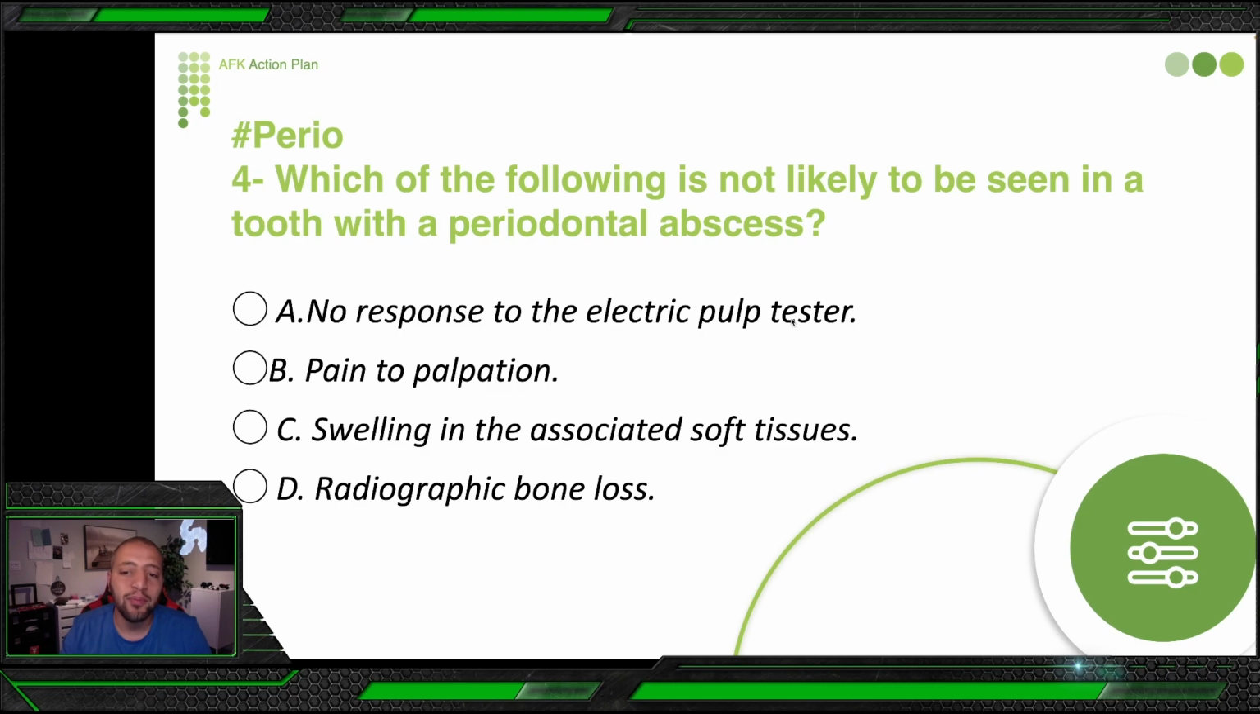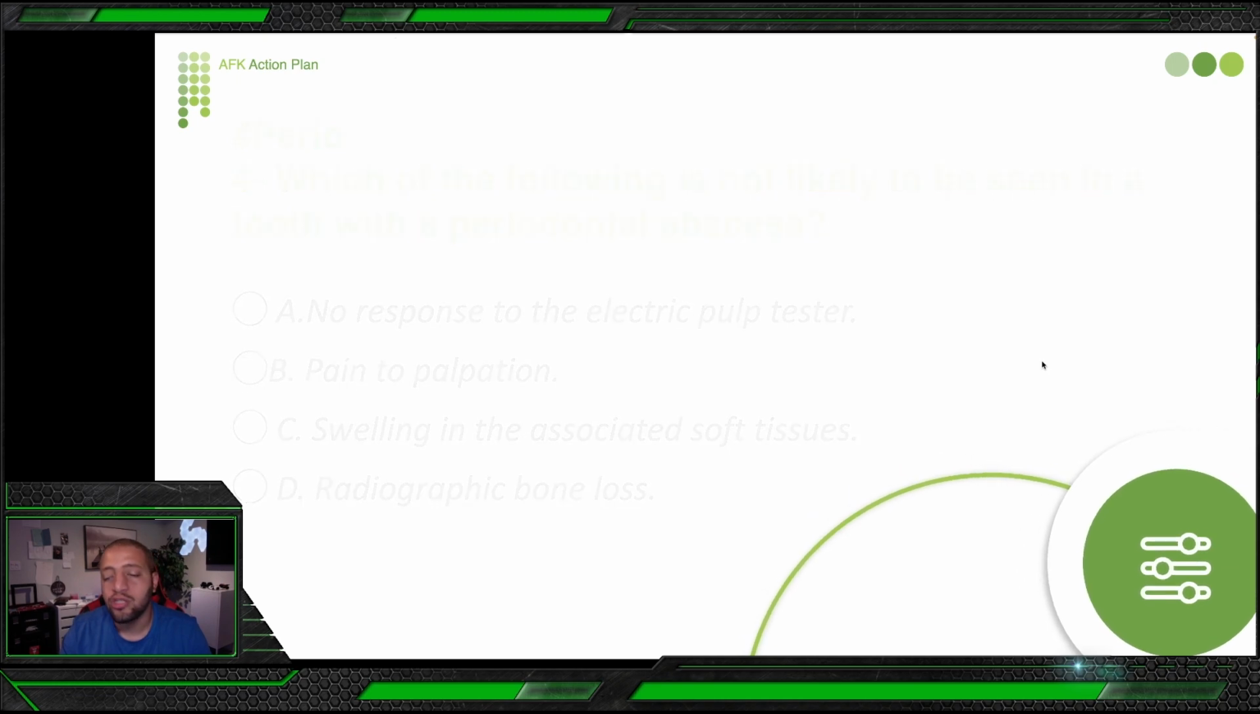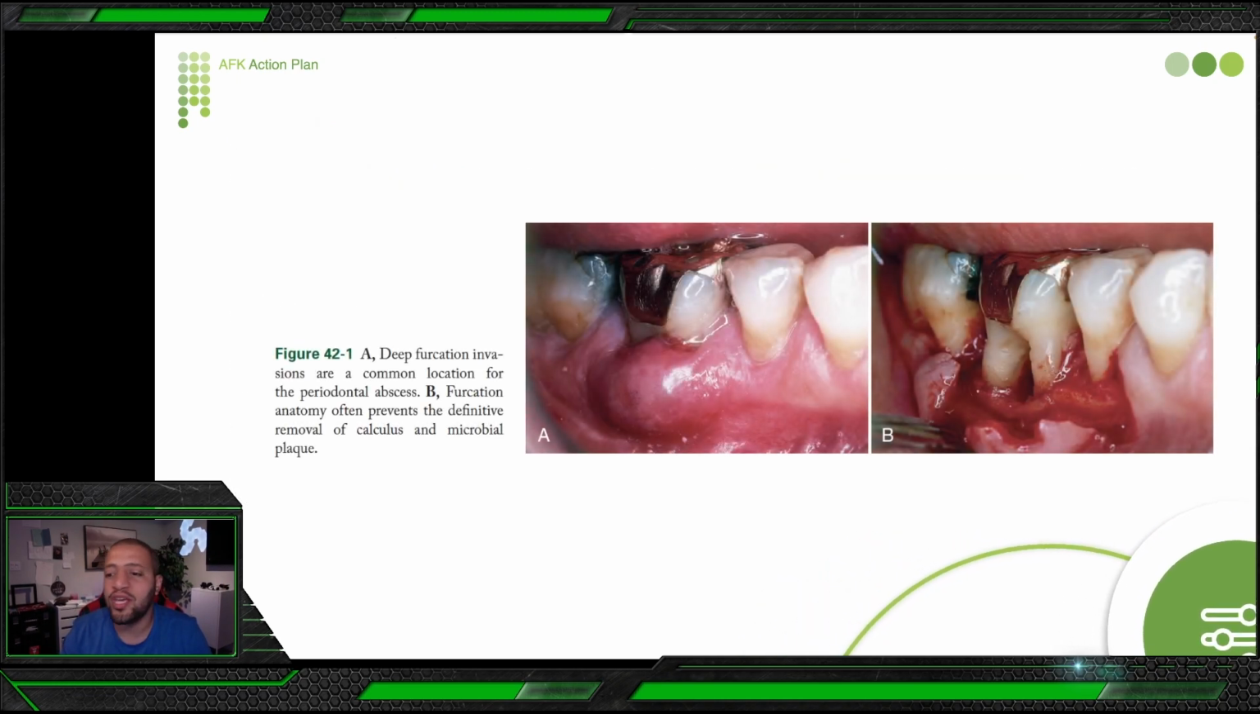No response to electric pulp tester, meaning this tooth is necrotic. Let's see. Pain to palpation. Yeah, I mean like buccal swelling, lingual swelling. Let's see. Swelling in associated soft tissue, meaning like it's lateral. Let's see. And radiographic bone loss. So let's see a picture for this one so we can reach a conclusion.